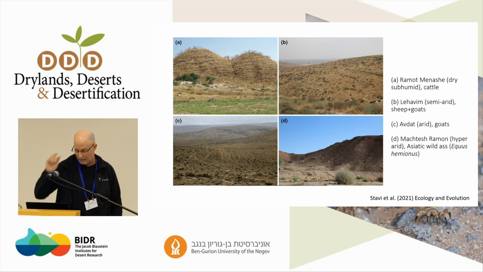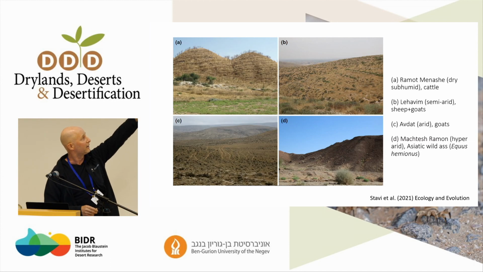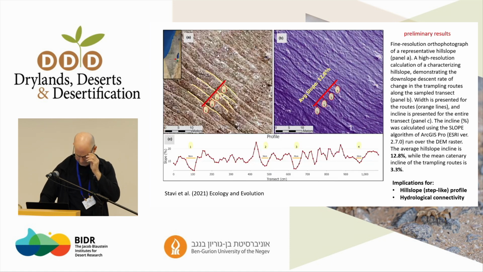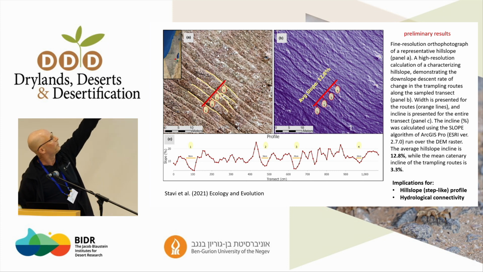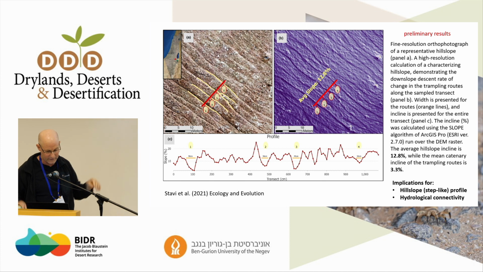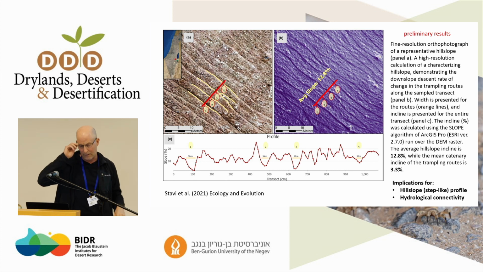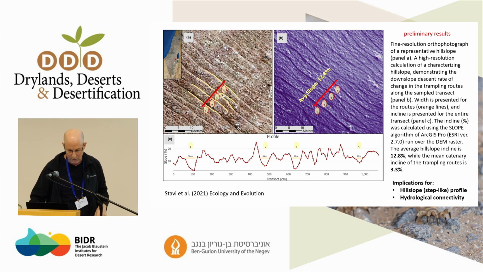The study is currently being implemented along an aridity gradient from north to south with a dry subhumid region, semi-arid region, arid region, and hyper-arid region. Here we see the livestock trampling roots marked with 1, 2, 3, and 4, and their effect on the hill slope incline. As we can see, the incline of the roots is much smaller than that of the rest of the hill slopes, and this is expected to have implications for the hill slope profile and hydrological connectivity.